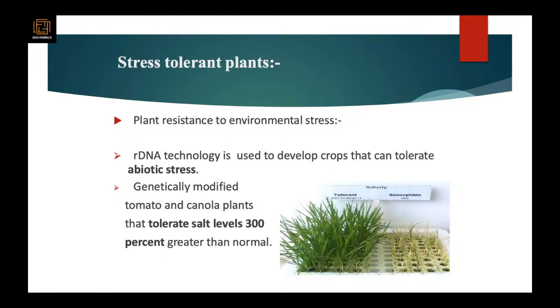Plant resistance to environmental stress. So recombinant DNA technology is used to develop crops that can tolerate abiotic stresses. Genetically modified tomato and canola were grown with a salt tolerance level 300% greater than normal. So plants with 300% salt tolerance are being created, which is extremely good for the plants.